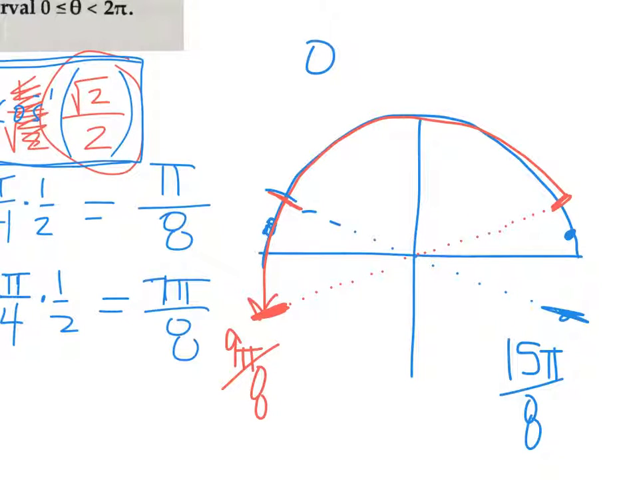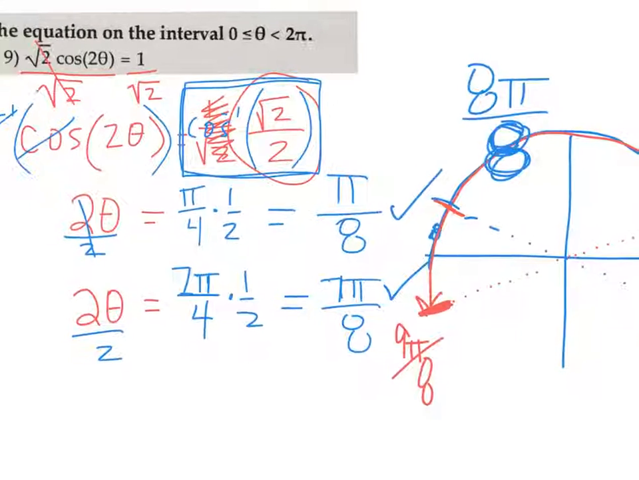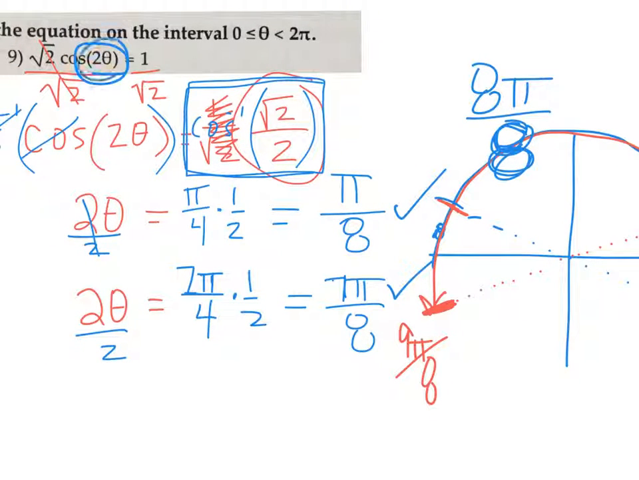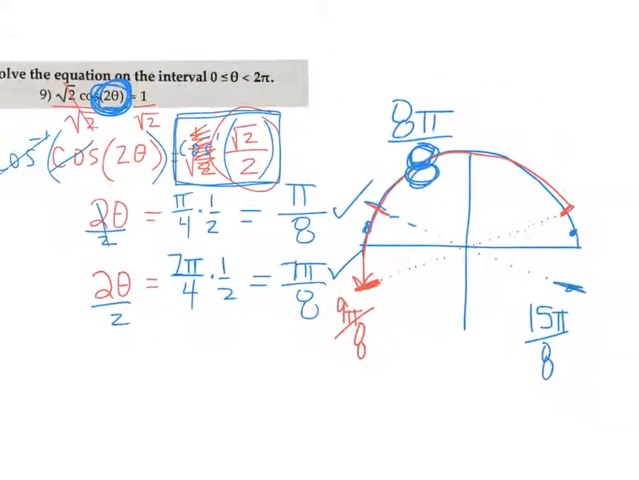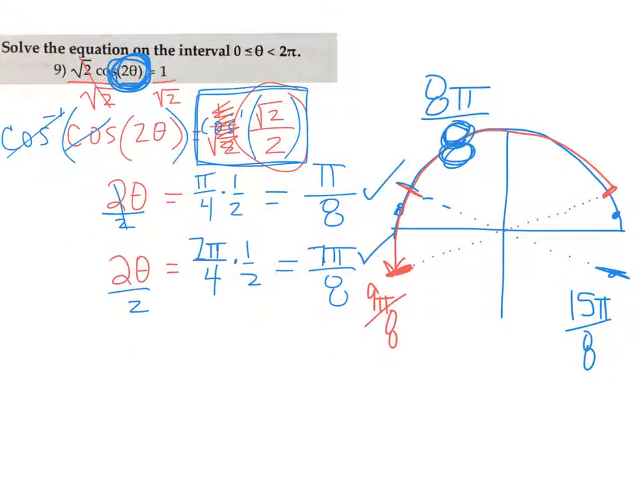So I'm adding pi to both of these, so that's 8 pi over 8, since we need to have the denominators be the same. So I add 8 pi over 8 to this and get 9, and I add 8 pi over 8 to this to get 15. Now these are all the angles that, when I multiply them by 2, take the cosine of that, and then multiply that by root 2, I get an answer that is 1.